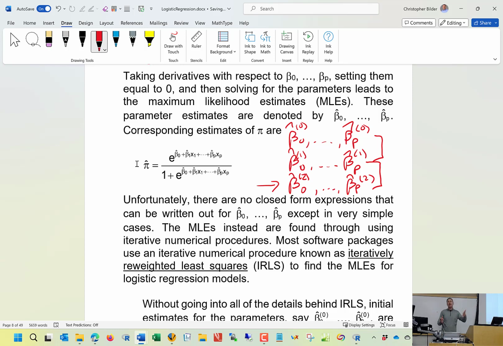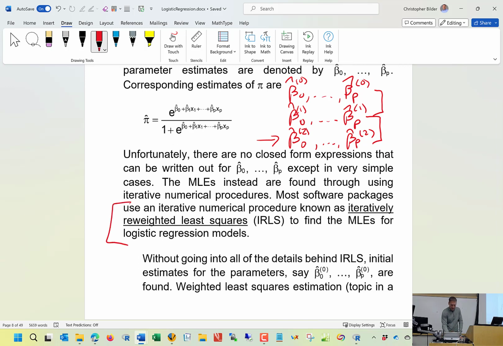If they're not similar, then I keep on going until I reach some predetermined maximum number of iterations. So that's what a numerical iterative procedure is trying to do, and that's what we have to use to find these maximum likelihood estimates. The actual numerical procedure that most software packages use for something like this is called iteratively reweighted least squares. I won't ask you questions about that. We just need to go over this so we get to a point where we can actually use these models.